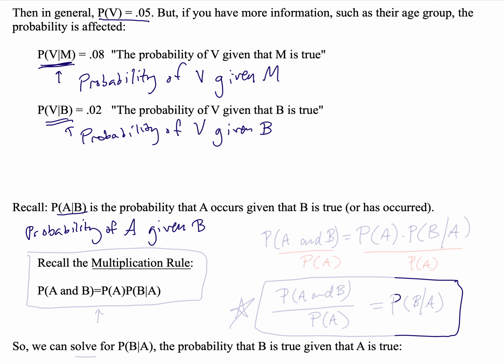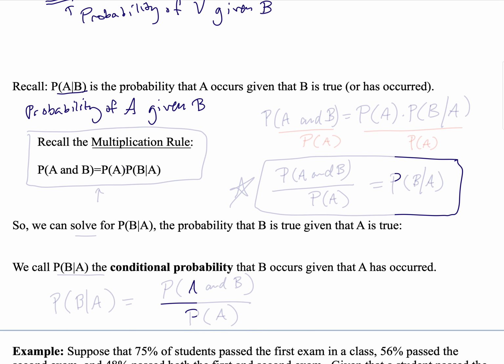So we have seen this notation before, and we saw it as part of the multiplication rule. So in the multiplication rule, we knew that the probability of A happening and then B happening, or of both A and B occurring, was equal to the probability of A times the probability that B occurs given that A has already occurred, or given that we know A is true. So that was the multiplication rule.